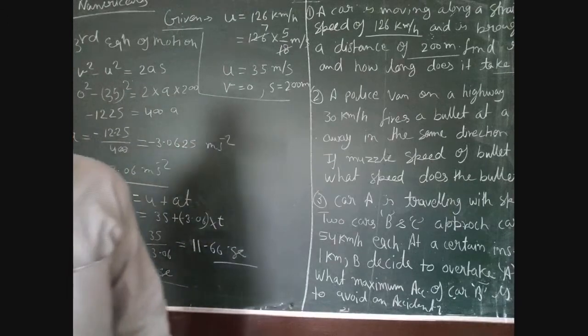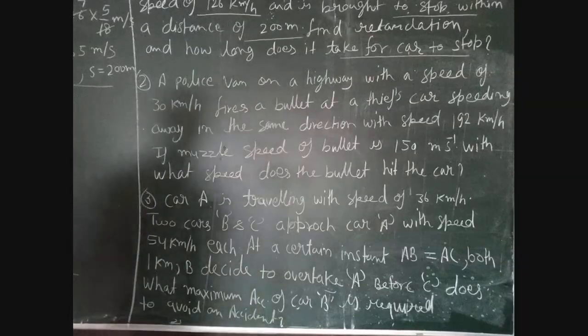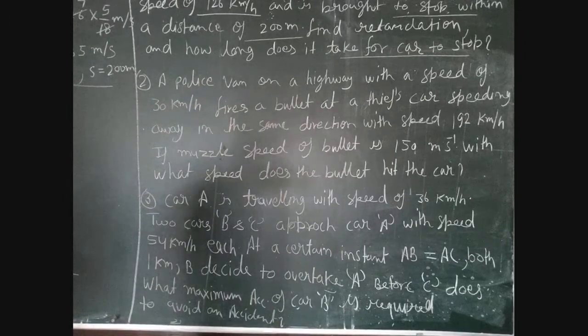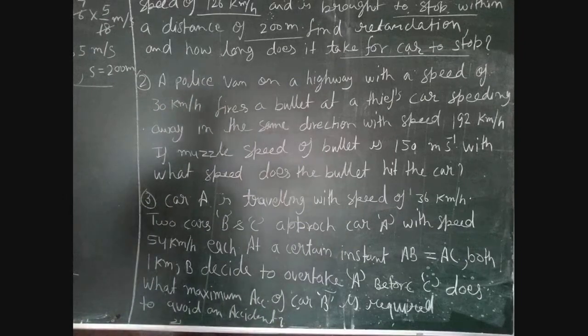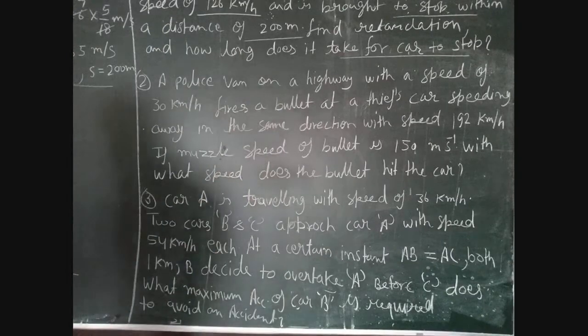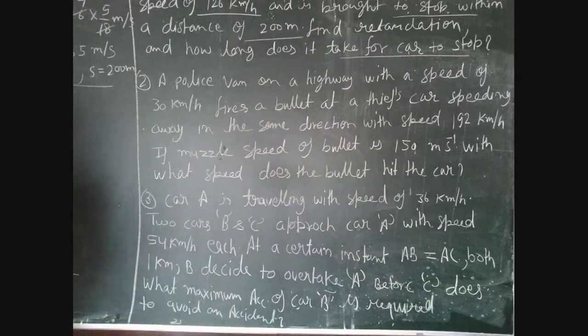Okay. Next question is, a policeman on a highway with a speed of 30 km per hour fires a bullet at a thief's car speeding away in the same direction with speed 192 km per hour. If the muzzle speed of the bullet is 150 meter per second, with what speed does the bullet hit the car? It is a very good kind of question. It is based on the relative velocity concept.